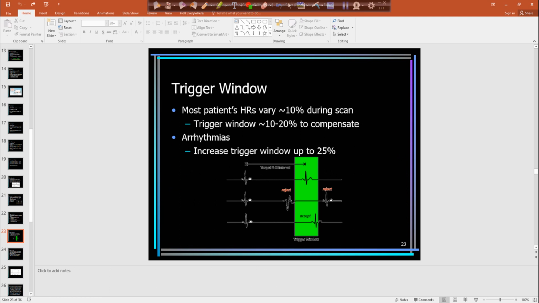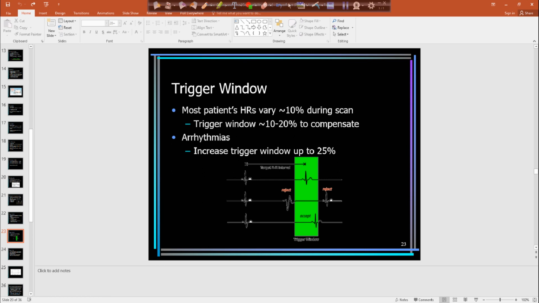So this is that trigger window. As these arrhythmias increase, we may increase our trigger window up to even 25%. This is what's happening: we have this trigger window, which is a percentage, and it's 25%.